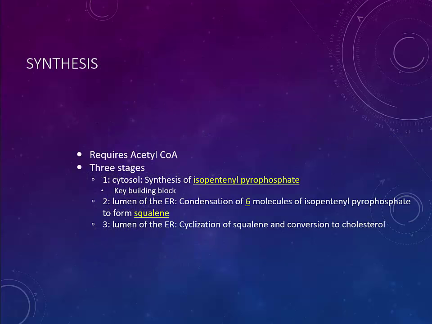So with that, let's start talking about the synthesis of cholesterol. It requires acetyl-CoA. Fortunately, we know where to get acetyl-CoA now, at least a couple of ways to do it. There are a couple of others that we'll cover later. Three major stages. First, we have to make the building block, which is isopentenyl pyrophosphate. That's our key building block. We've seen this idea of building blocks before with malonyl-CoA.